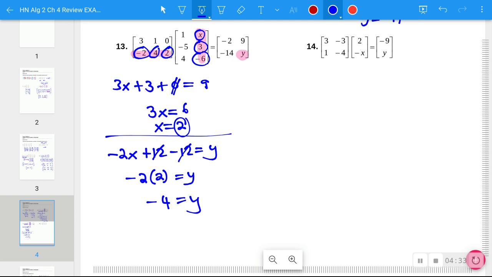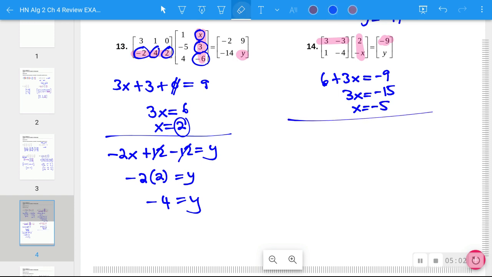Okay, the last one here, we're going to go across the top here. That row times this column to get the top row only column. And the first pair, 3 times 2 would be 6. The next pair, negative 3 times negative x is plus 3x. And when you set that equal to negative 9 and solve, you find out that x equals negative 5.